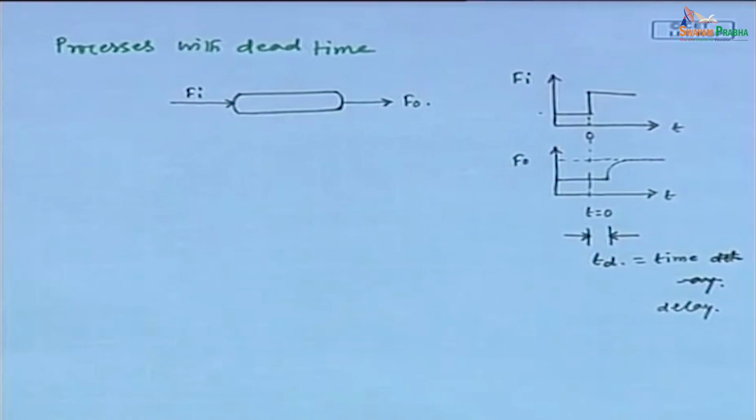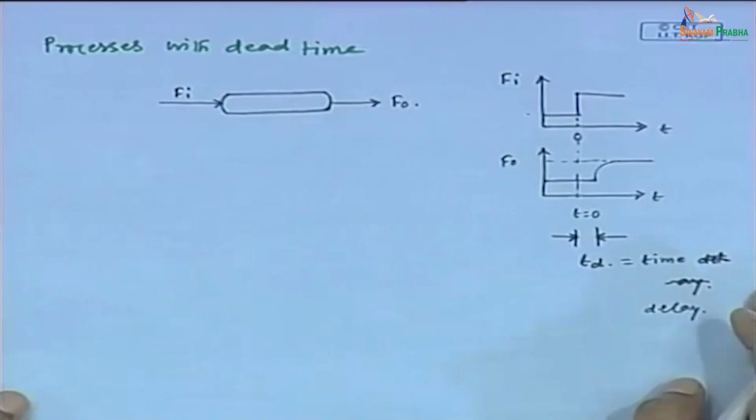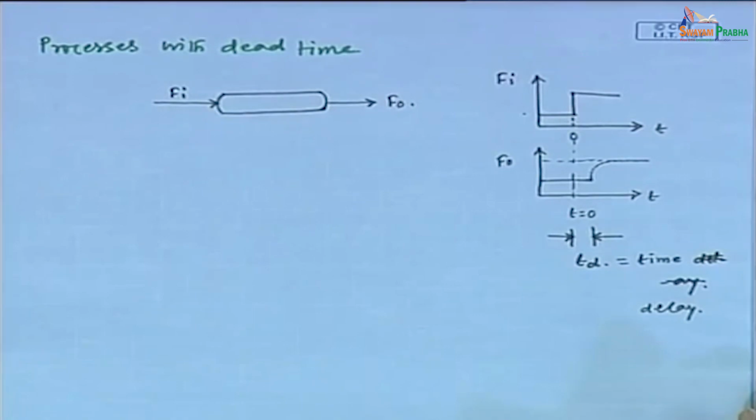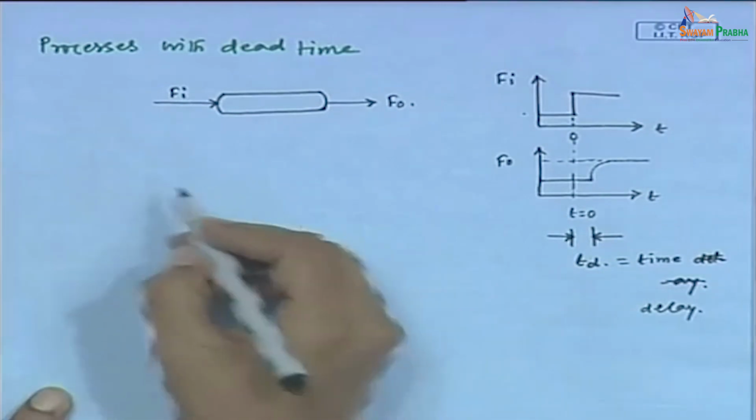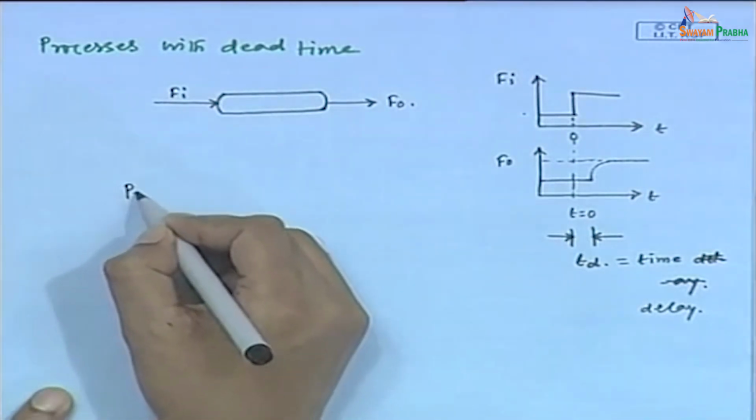Fine. So if we introduce a step change in Fi at time t equals 0, at that time instant we do not get any change in F naught. F naught changes after a time interval represented by t suffix d, that is the time delay. Now, we will represent the time delay by writing the number of blocks. Like, we can consider one block for a process.